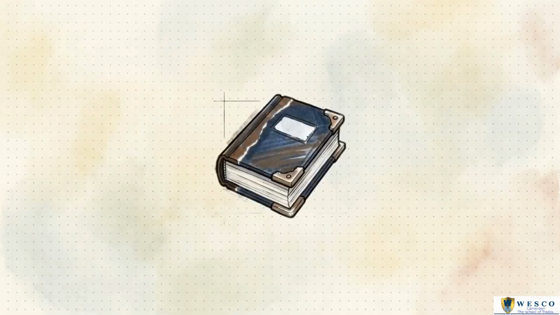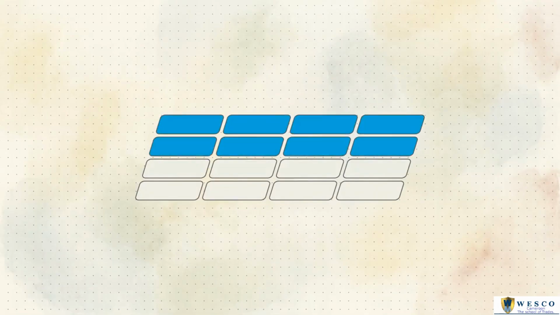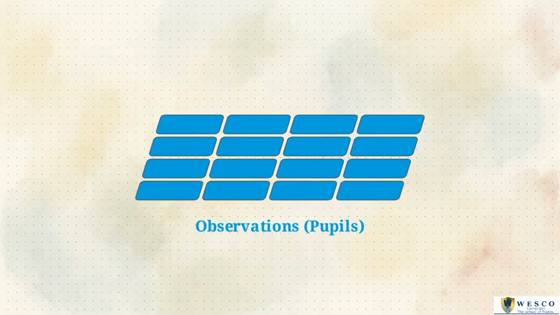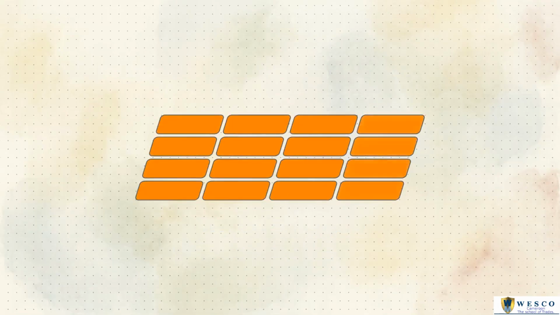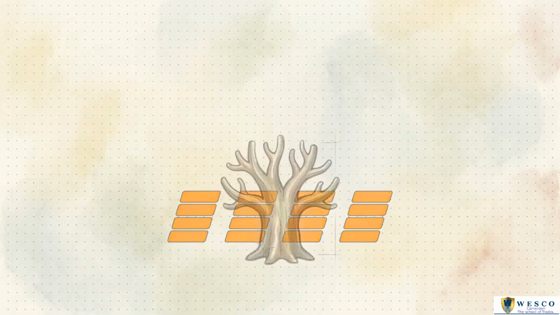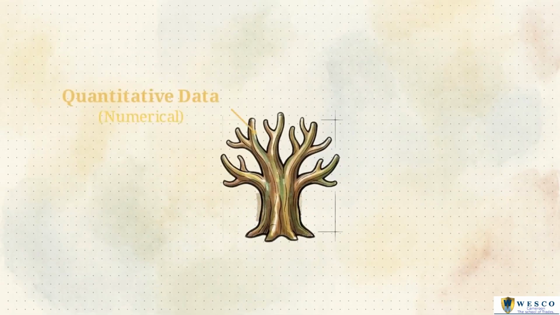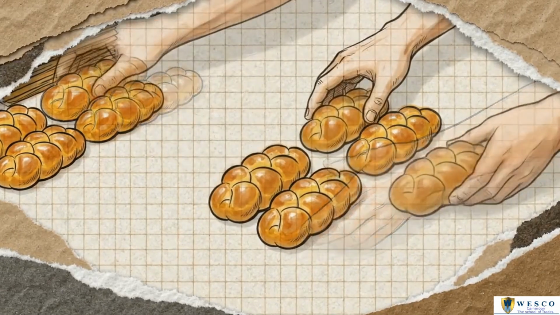This 3D grid represents a school register. Horizontal rows are observations, individual pupils. Vertical pillars are variables, like age and name. Variables fall into two families. First is quantitative data. If arithmetic makes sense, it's quantitative. Within this family, we have two subtypes.